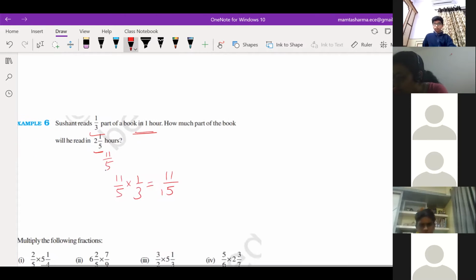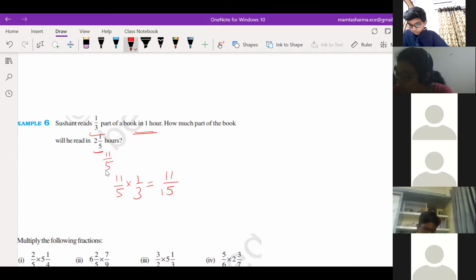Okay, so how have you done this? Just by first converting into improper fraction and then multiplying. What is the concept here? Let the other two understand.